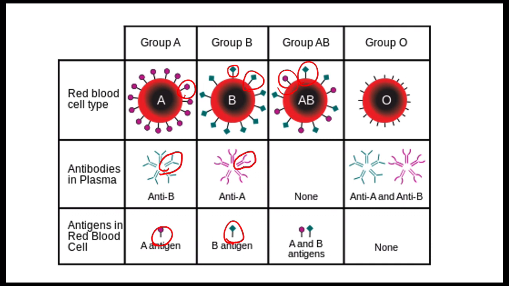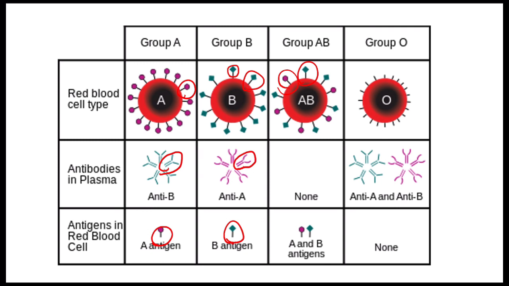Okay, so again, the antigen is what is recognized. The antibody is what does the attacking. In AB, you don't have any antibodies because your blood contains both antigens and you don't want your blood to attack its own blood. There are no antibodies in type AB blood, but we do have A and B antigens.